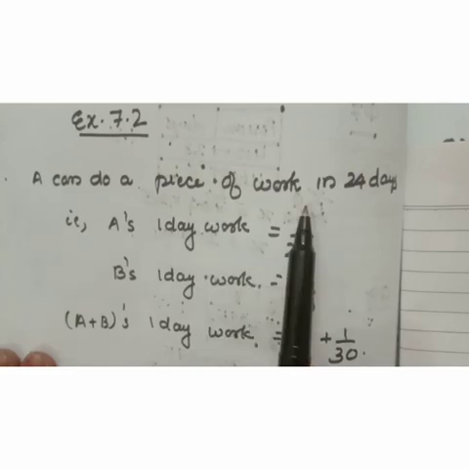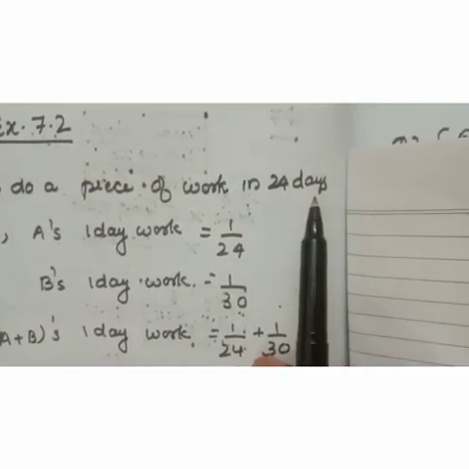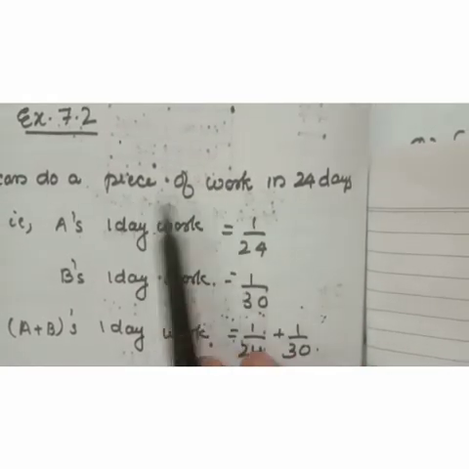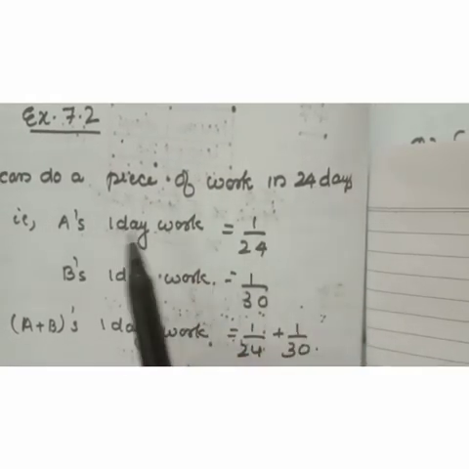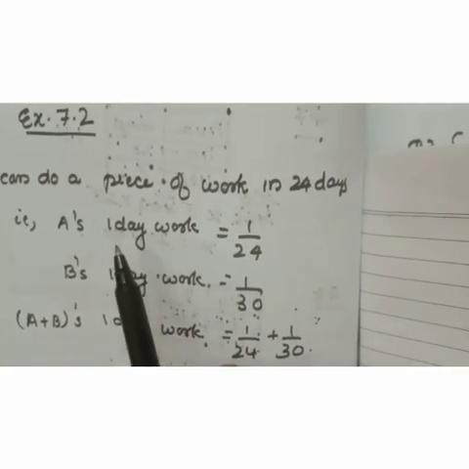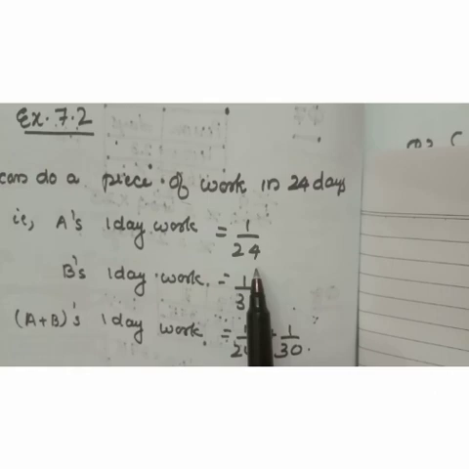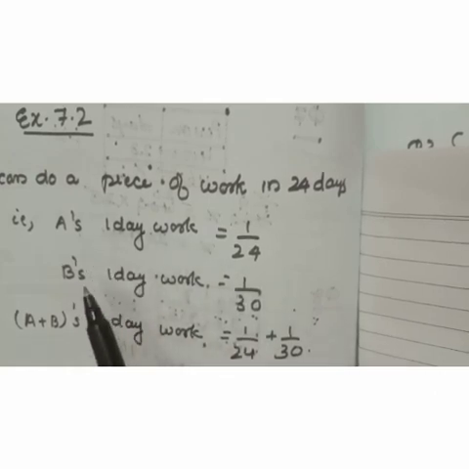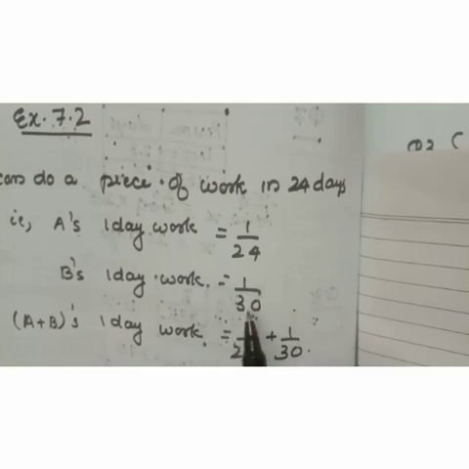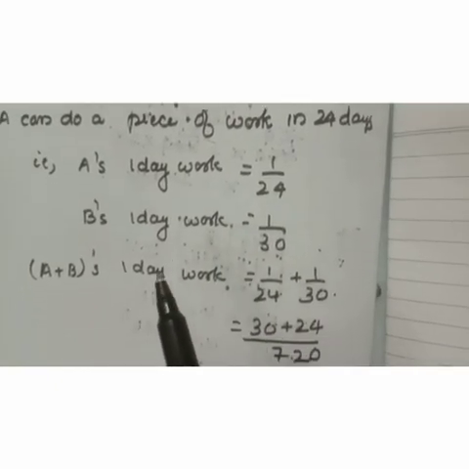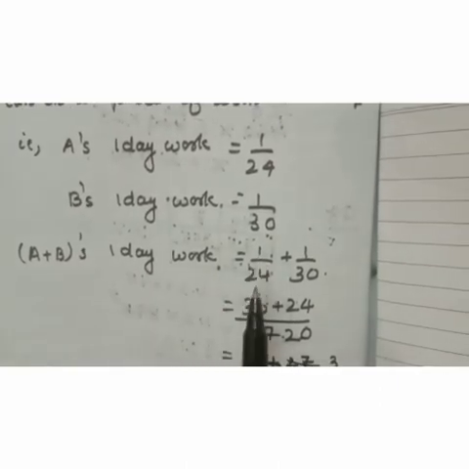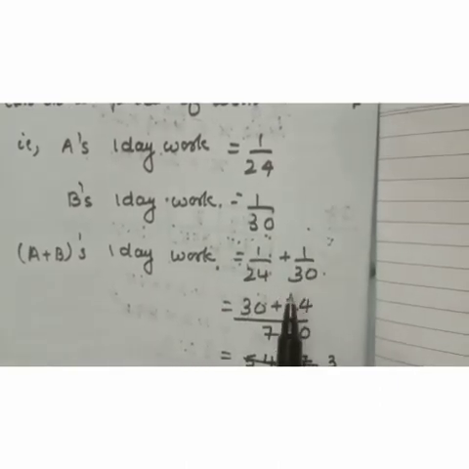A can do a piece of work in 24 days. That means one work in 24 days. Then one day how much work? 1 by 24. One day 1 by 24 work A can do. Like that B needs 30 days. Then one day work of B is 1 by 30. Then together how much work can they do in one day? 1 by 24 plus 1 by 30.